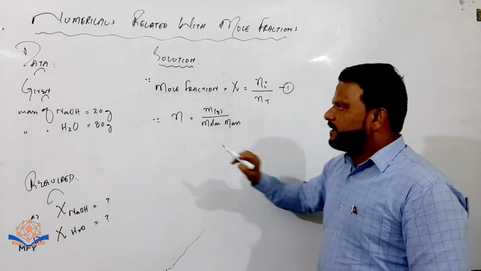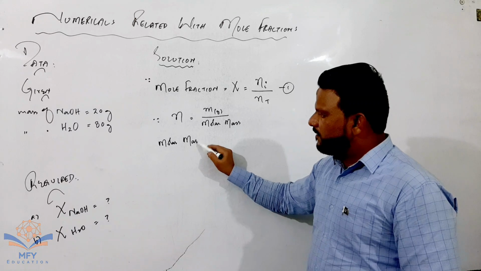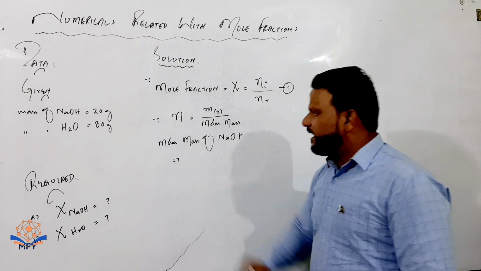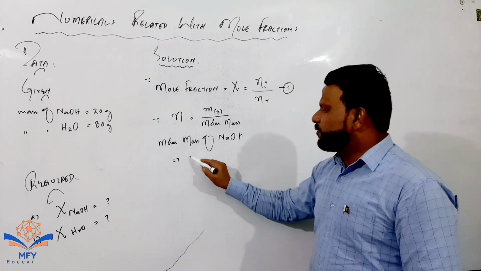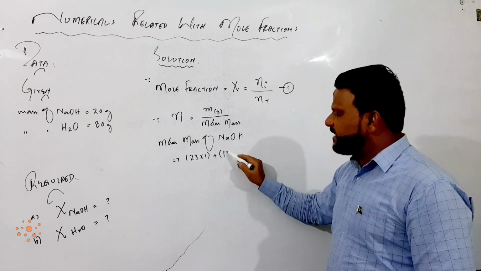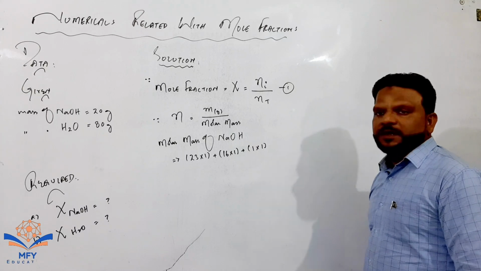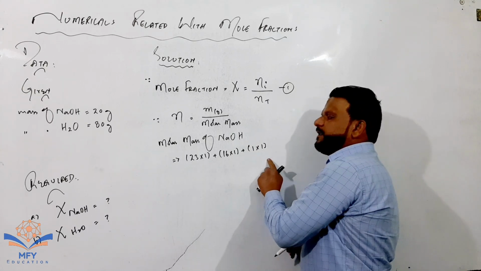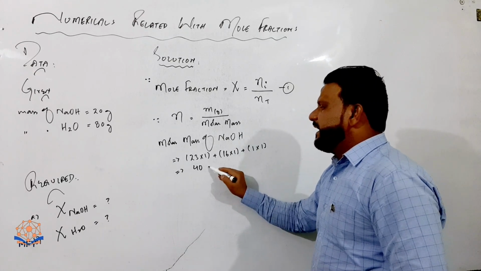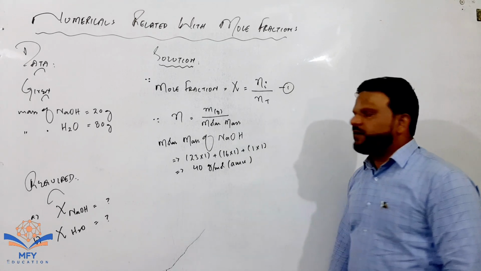Now, the molar mass of NaOH can be calculated by the given atomic masses, that is sodium is 23 multiplied by 1 atom, plus oxygen, the mass of oxygen is 16 multiplied by 1 atom, hydrogen mass is 1 and 1 atom. After multiplying their masses with atoms and addition, we will get 40 grams per mole or AMU, the molar mass of NaOH.